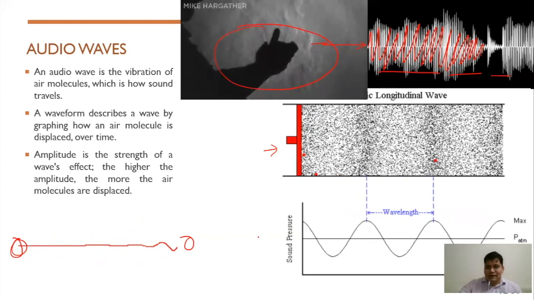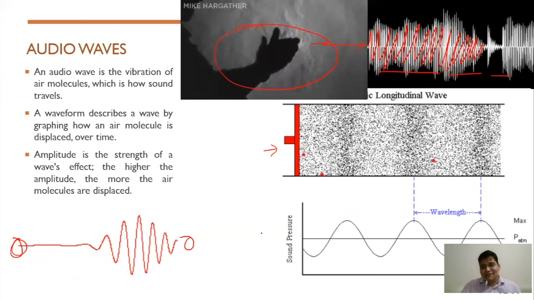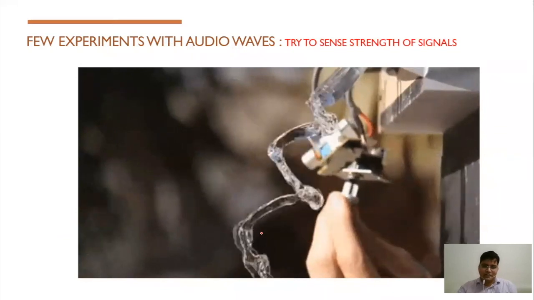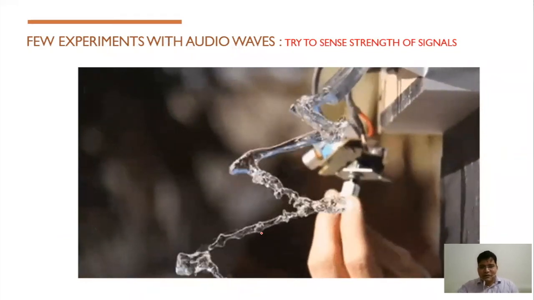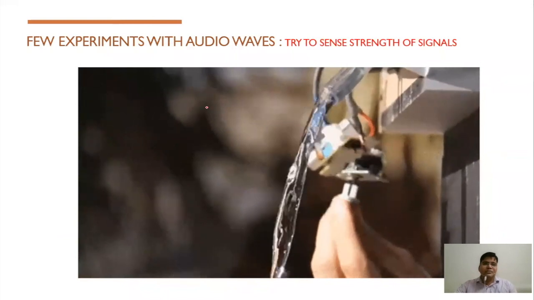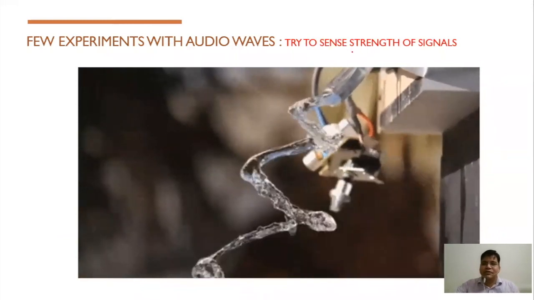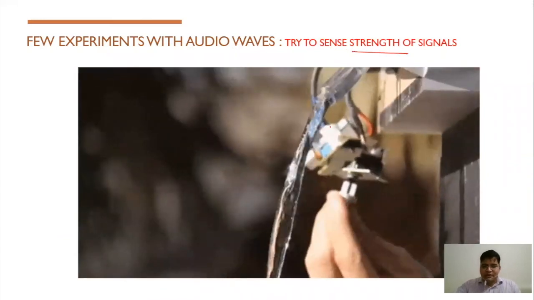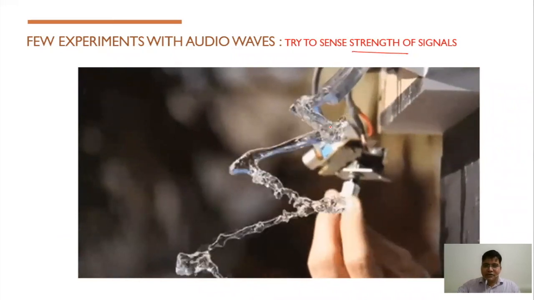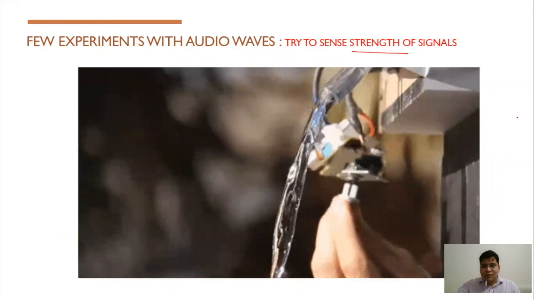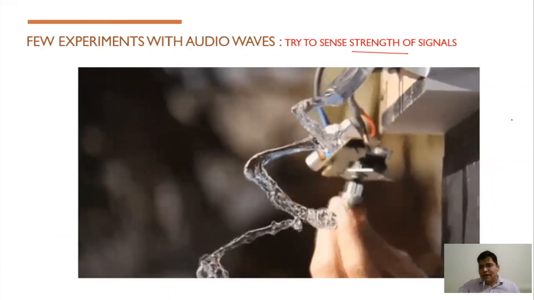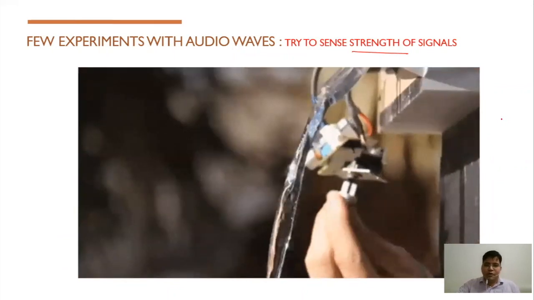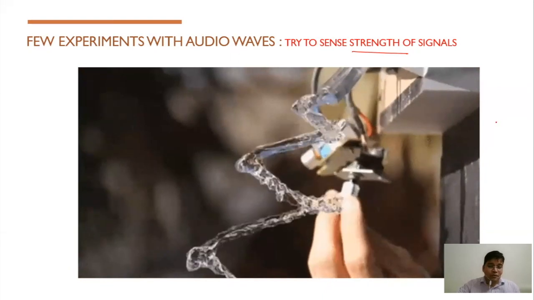Now we will see what energy these waves have. Let's start with some GIF files. You can see here in this experiment, please try to sense the strength of the signals. Here some audio waves are applied to this water, and you can see how it is being disturbed. You can observe the strength of these audio waves. We will gradually move towards the electromagnetic wave, starting from the audio waves.